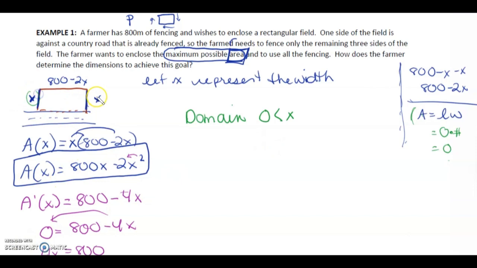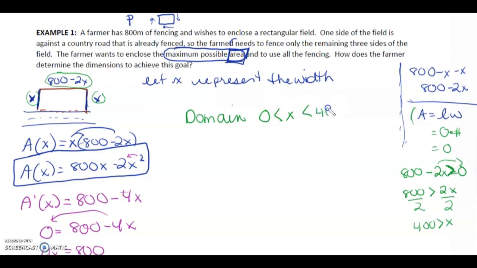Okay, so we've taken into account what x could equal. Now, for the other side of the domain, let's talk about the larger value. So let's talk about when 800 minus 2x equals 0, because 800 minus 2x just has to be slightly greater than 0. So we would have 800 has to be greater than 2x. Move that over. Divided by 2, and we get 400. Okay, so x is going to have to be between 0 and 400.